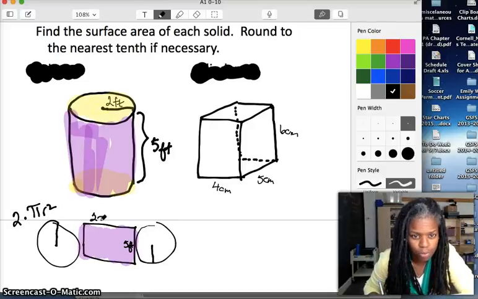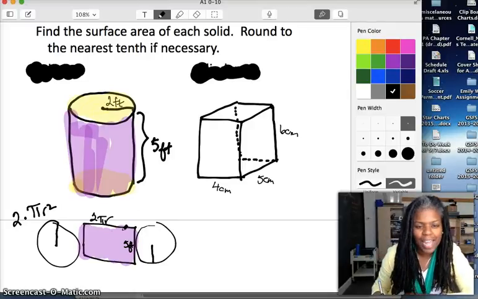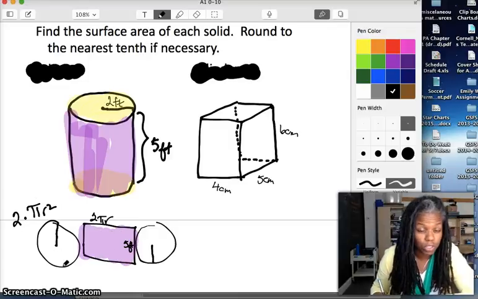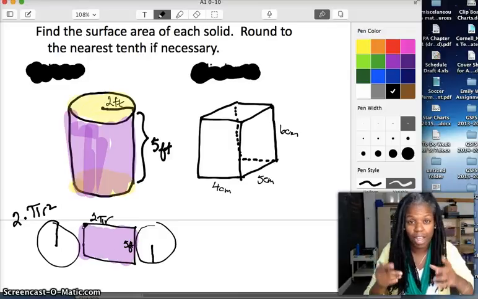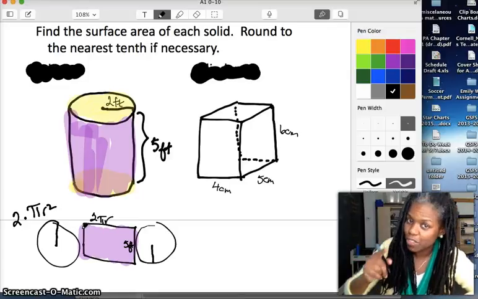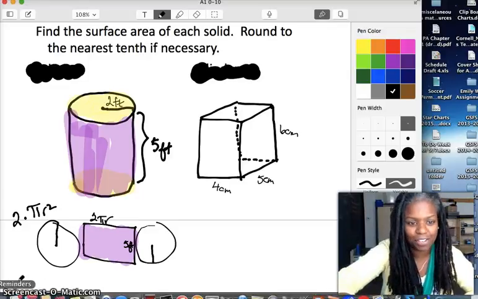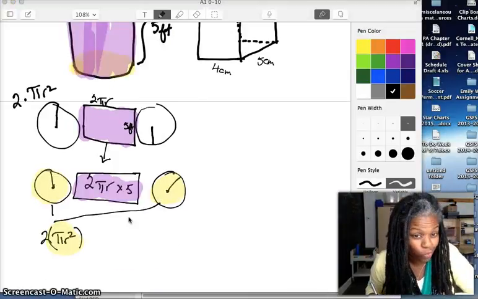I'm going to write it as 2 pi r right there. So now if I can find the area of this and then the area of the circle and multiply it by 2, I'm going to add all that up together, and what I'm going to get is the surface area of that cylinder. Let's try to do that. So here's a quick visual recap.